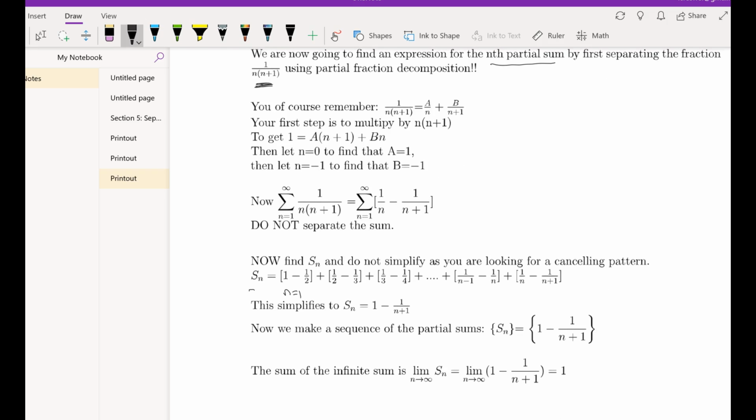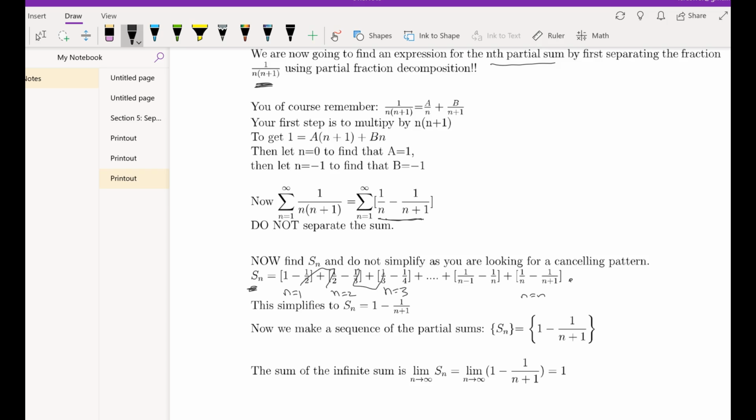Now we're going to look for an expression for S sub n. This is plugging in n equal 1 into this expression. This is plugging in n equal 2 into this expression. N equal 3. Don't immediately cancel, but stop and finally plug in n equal n. The nth partial sum is adding up the first n terms. Now we identify how things cancel.